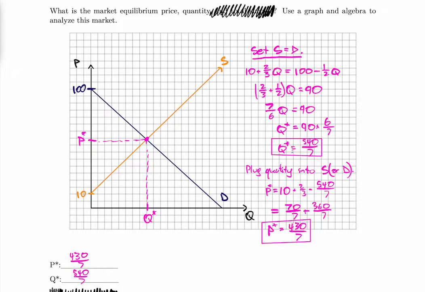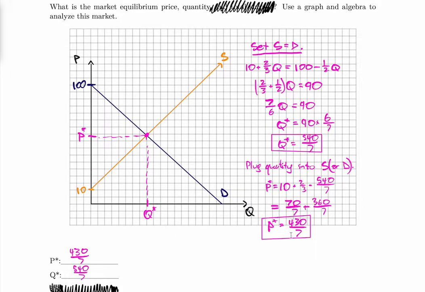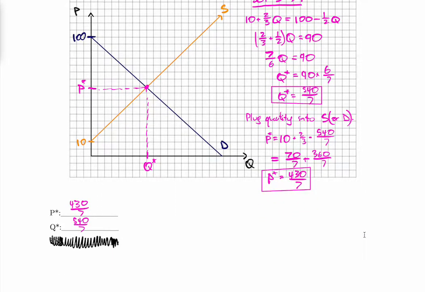And then once we have that quantity, we can just plug it into either the supply curve or the demand curve. It turns out it doesn't matter which one we're dealing with. We plug this quantity into either one, and it tells us the same price, sort of by construction. We've constructed it to be this way. And once we do that, then we find the price. So we just enter these in the box here.